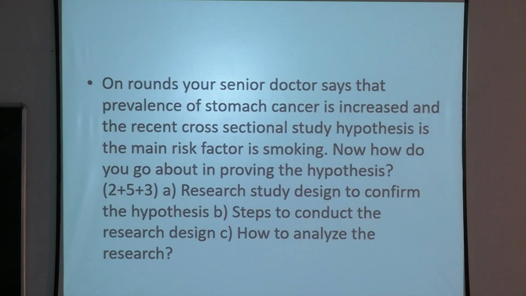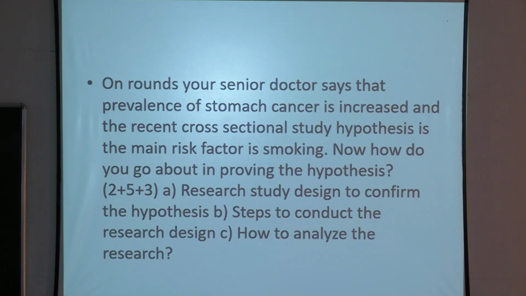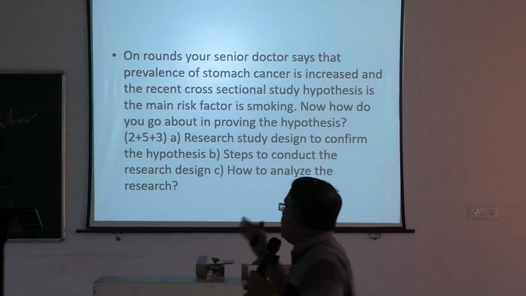And this one is slightly different. On your rounds, your senior doctor says that prevalence of stomach cancer is increased. And the recent cross-sectional study says the main risk is smoking. How do you go about proving the hypothesis? Means, how do you say that smoking is actually causing an increase in cancer? It's not a straightforward question. It's crooked. It's a googly.